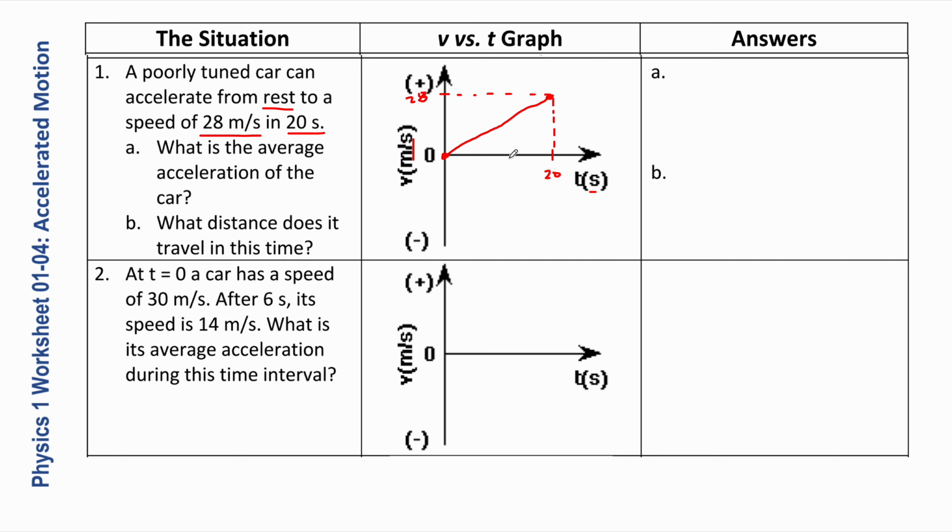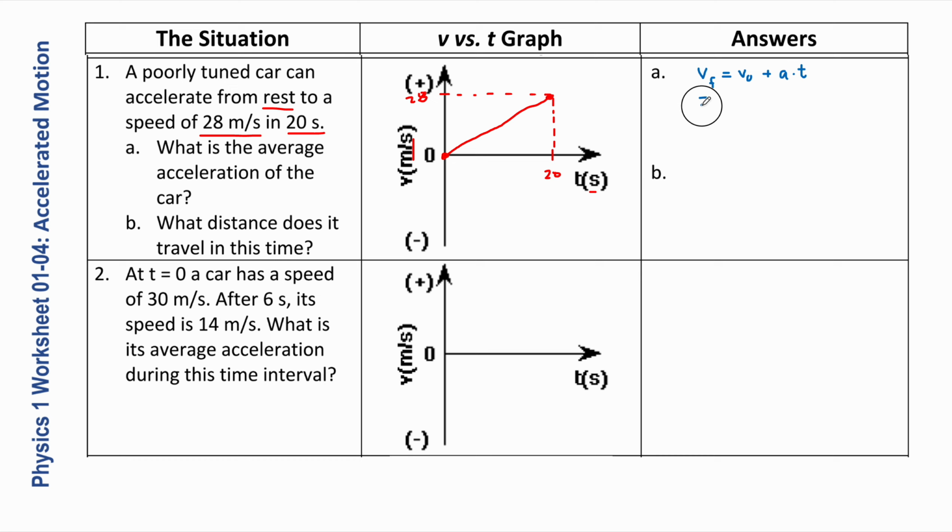A, what's the average acceleration of the car? To do that, let's use this equation because it's one you're familiar with. And you might say, whoa, how do I know which equation to use? Well, in this case, we knew the final velocity. We knew the initial velocity. We're looking for the acceleration, but we also did know the time of 20 seconds.